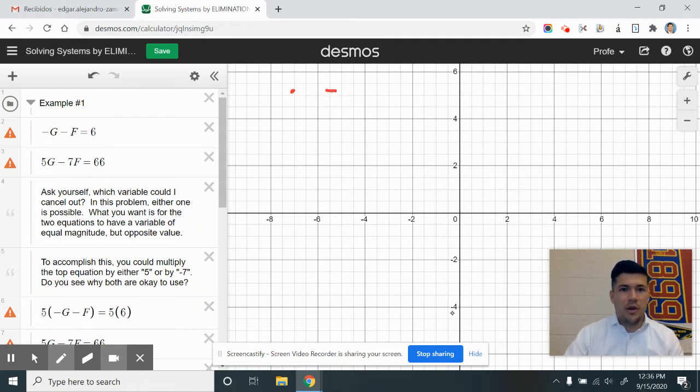So let's say we have a system. Negative g minus f equals 6. And our second one is 5g minus 7f equals 66.